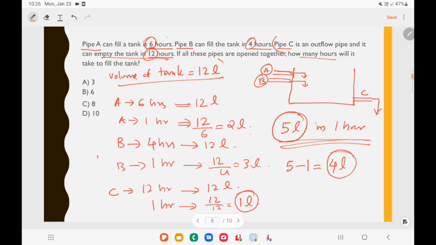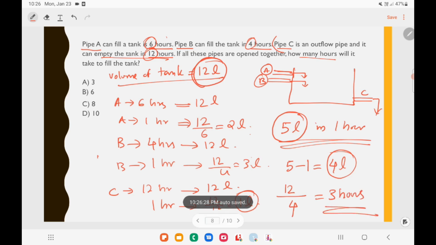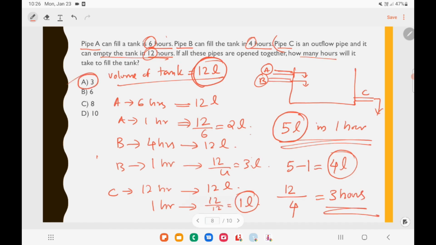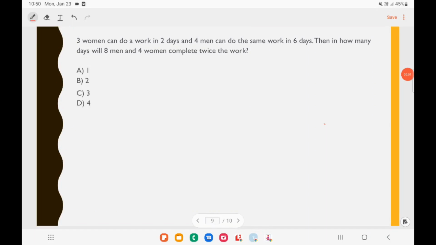We know that our tank is total 12 liters. So in order to fill 12 liters, it will take 12 divided by 4, which is equal to 3 hours. So our option A is the right answer. So let us see another question.